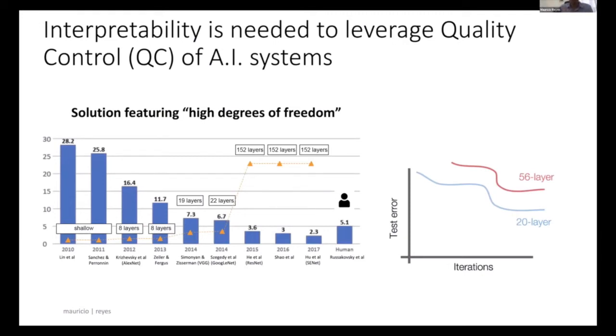And what's the problem with this? The problem is that a system with 56 layers might introduce biases. It's going to be optimized to maybe find correlates or spurious correlations in the data. So the system is going to find something to bring that error down, but that reason might be wrong.